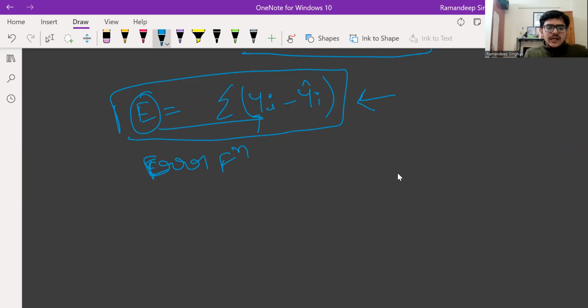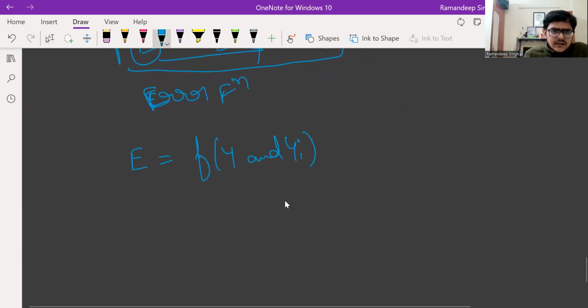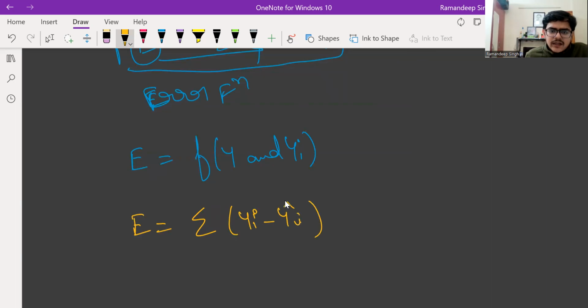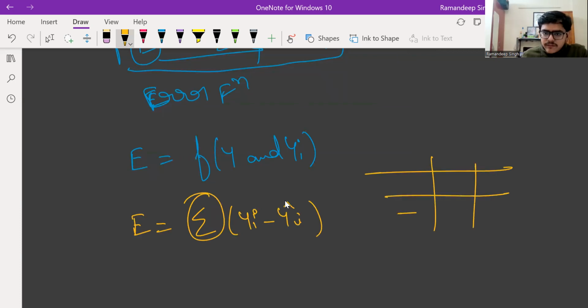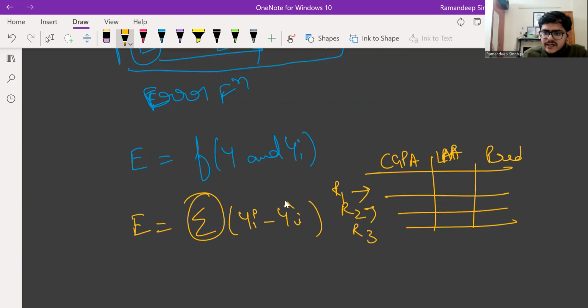Okay, so we can write it as error is a function of y and yi hat. And if we proceed, error equals summation of yi minus yi hat. Let me explain what the summation is. I have these points: row 1, row 2, row 3. This is CGPA, this is the actual placement LPA, and this is the predicted LPA.